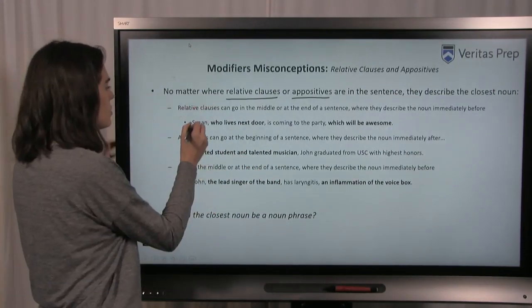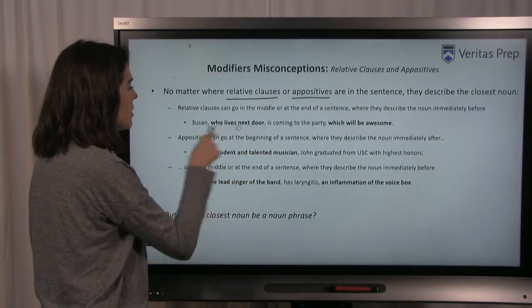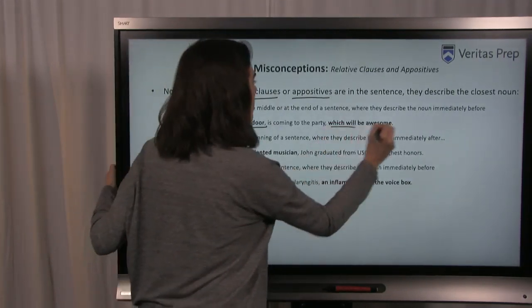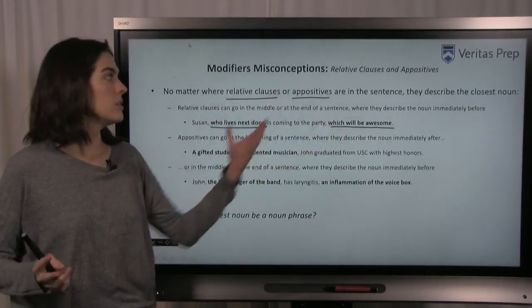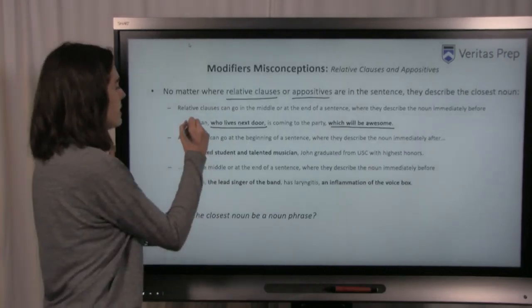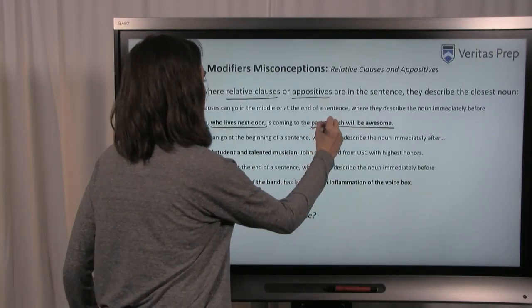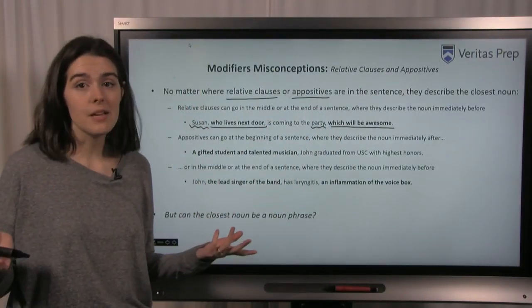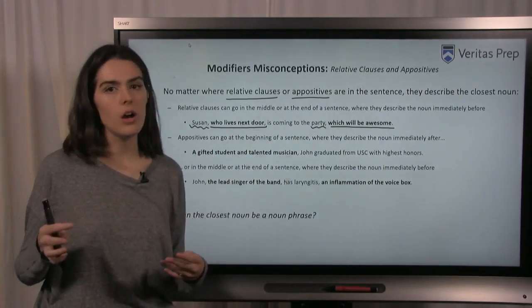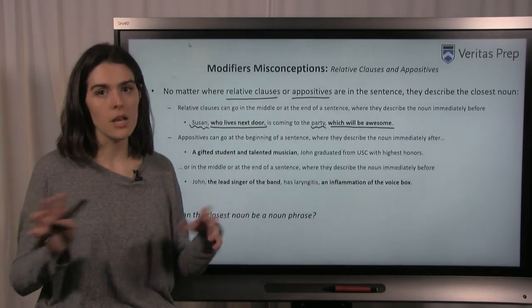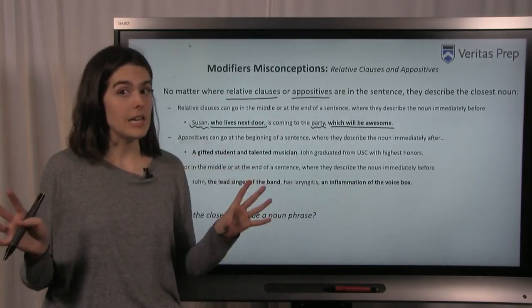So for instance, Susan, who lives next door, let's underline that, who lives next door is coming to the party, which will be awesome. So here we have two relative clauses, and they're describing the closest nouns to each of them. So, who lives next door describes Susan, which will be awesome describes party. It would be the exact same thing if that were used. The only thing about that compared to which is that is never going to have a comma because it's something that's necessary to the sentence. But it still grammatically works the same. It's still a relative clause, still needs to be right next to the thing it describes.